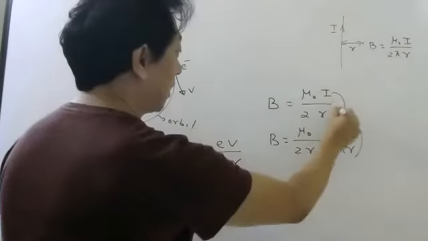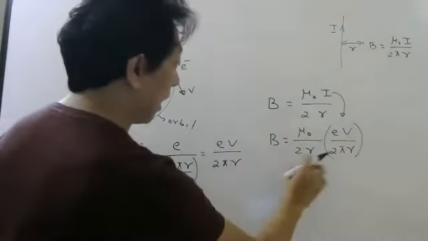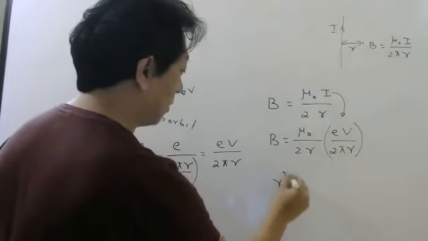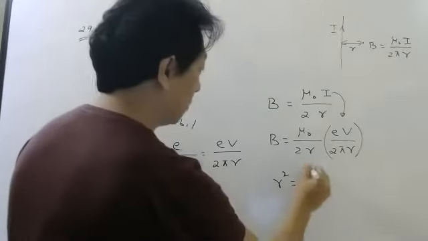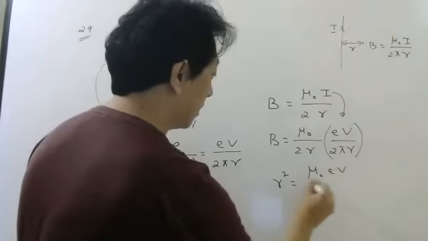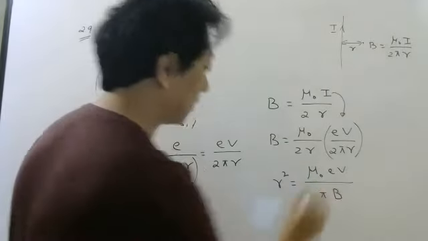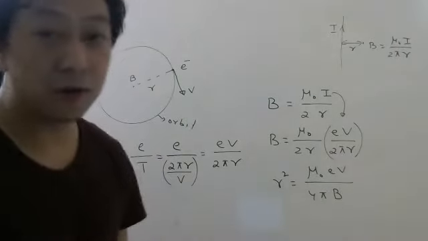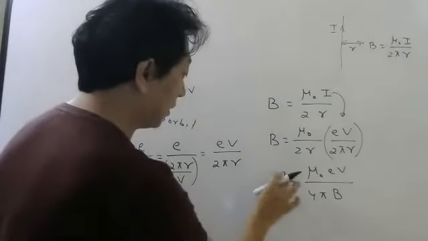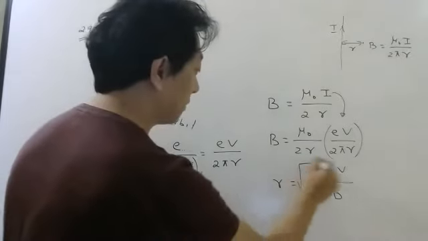So substitute for current. Then bring R this side. So R into R will be R square. Mu naught EV divided by 4 pi B. Okay, students, so this is how your radius will be. Then you take the radius as the square root of this.